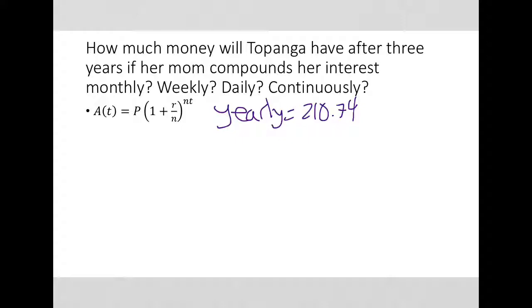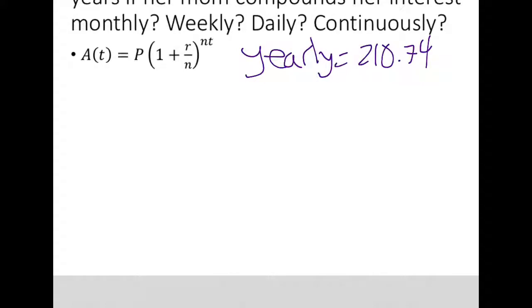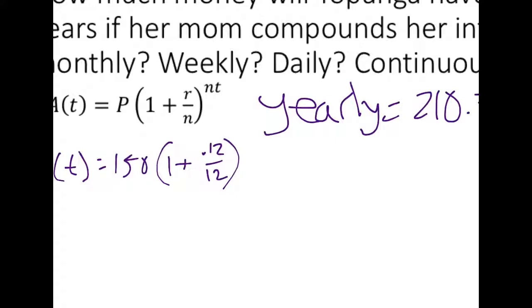But what if that money was compounded monthly, for example? To figure that out, we need to use this equation. A of t equals the principal amount, which is 150, times 1 plus our rate, which is still our annual rate of 0.12, divided by the number of times it is being compounded. It is being compounded monthly, so we're dividing by 12 because there are 12 months in the year, multiplied by our number of compoundings, which is again 12, times our time, which is 3 years.